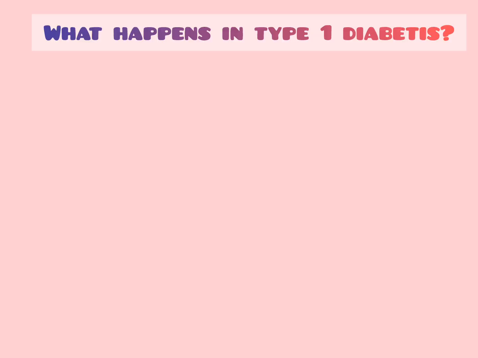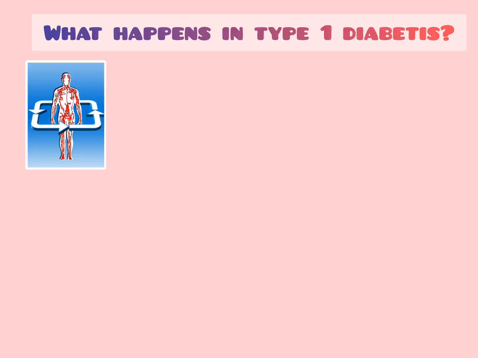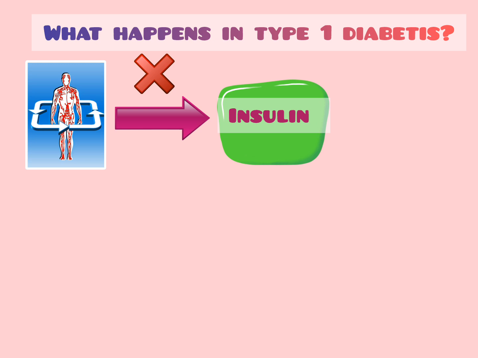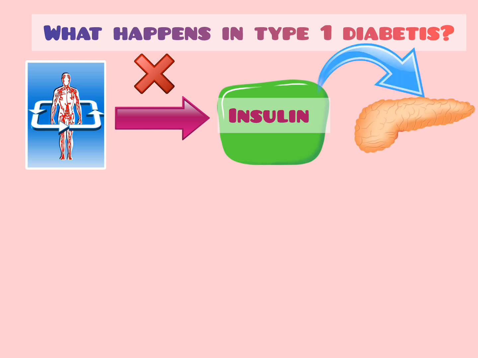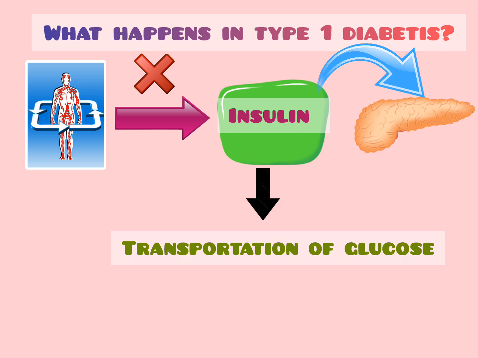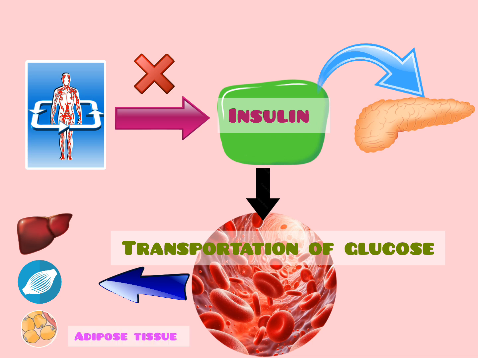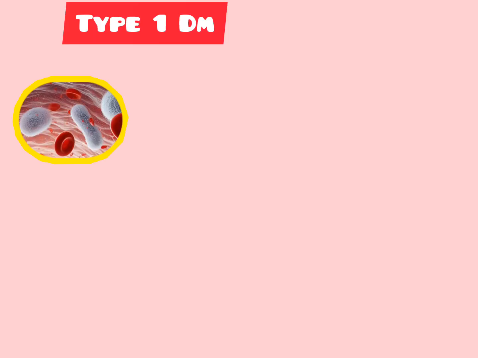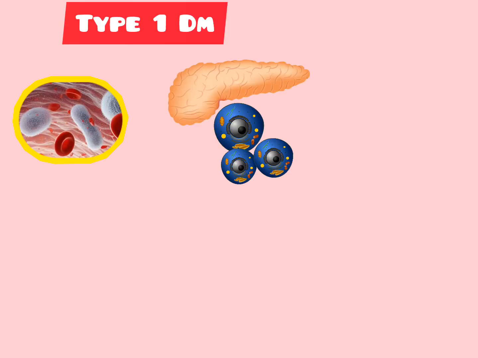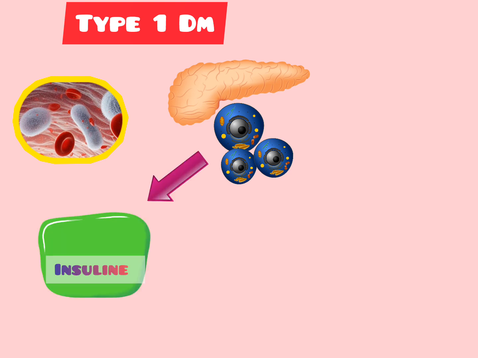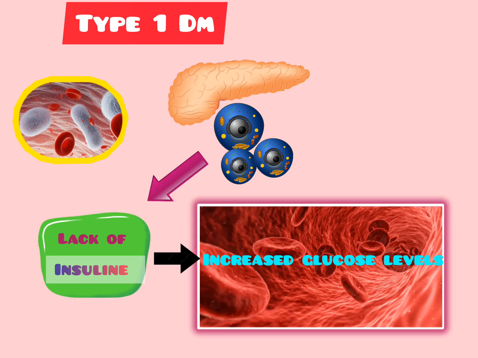What happens in type 1 diabetes? Here the body doesn't have enough insulin. Before that, just understand, insulin is a key hormone produced in the pancreas that promotes transportation of glucose from the bloodstream to the body cells, mainly hepatocytes in the liver, skeletal muscles, and adipose tissues. In type 1 diabetes, the immune system attacks beta cells which produce insulin hormone in the pancreas. So lack of insulin causes increased glucose levels in the blood and leads to hyperglycemia.